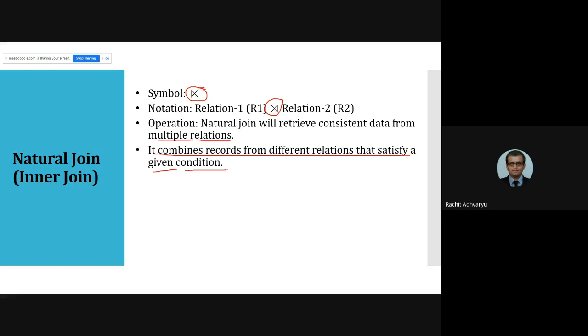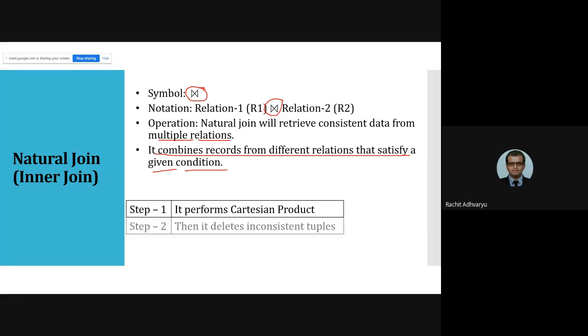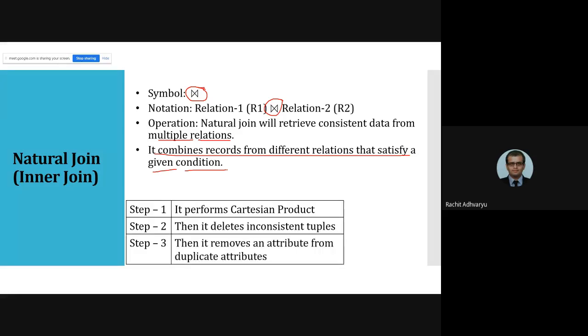So let us see the steps it follows. Step one, as I said, it performs the cross product or Cartesian product. So merging of tables is done first. Both tables are merged into one single table. Step two, it deletes inconsistent tuples, or unwanted rows in short. And lastly, it removes an attribute from the duplicate attributes. So it also removes all the columns that are duplicated in the merged table.